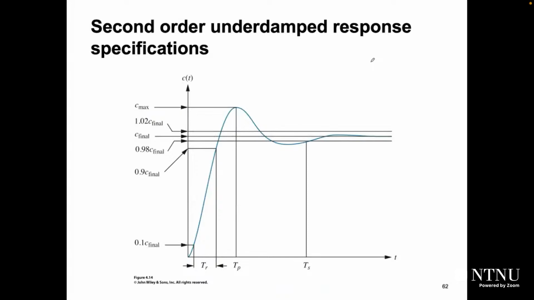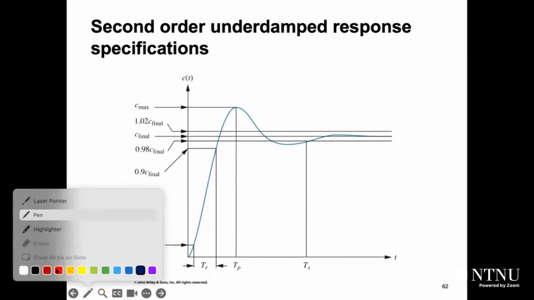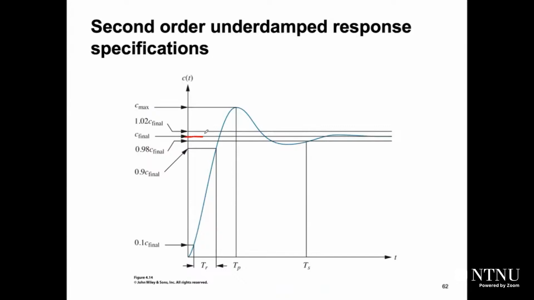So, the second order underdamped response, if you need to see it. This is the final value, the value which we need to reach, or the set value, for example. And we have this peak value, and this is the peak time. We will have the peak time when we have the maximum peak. The difference between C max and C final will be the max overshoot. This one will be the percentage overshoot, right?